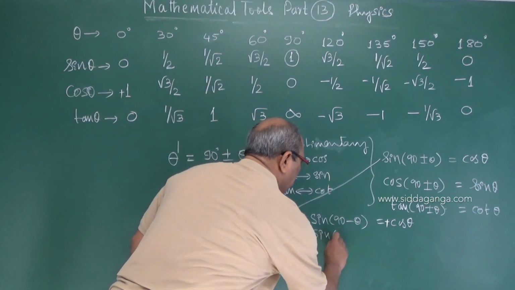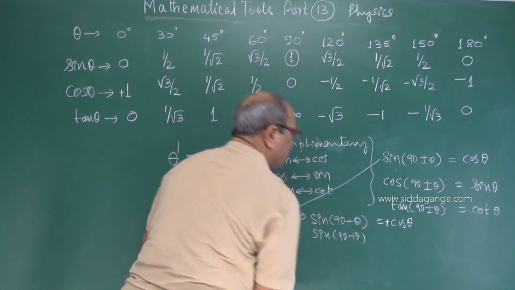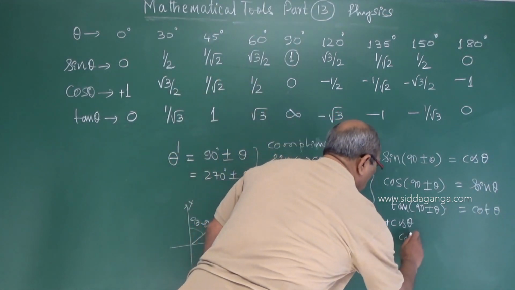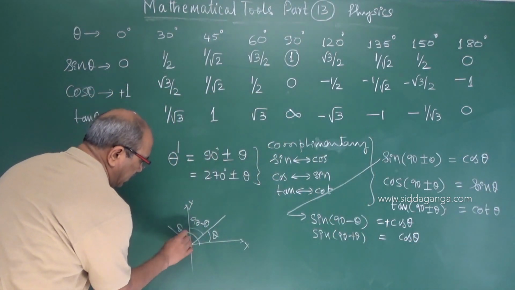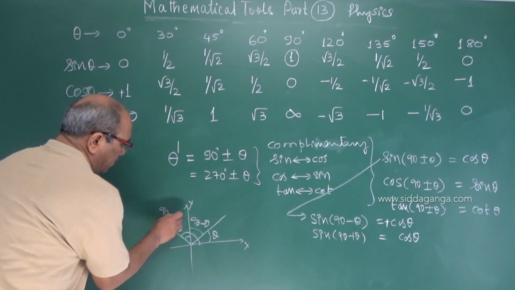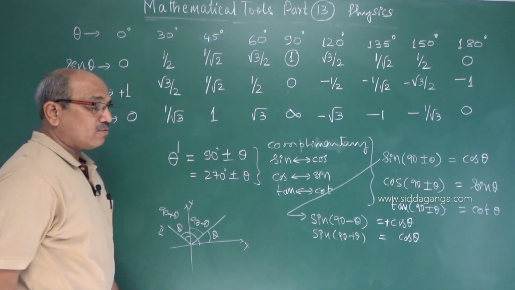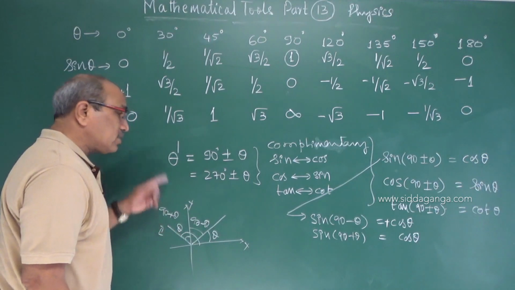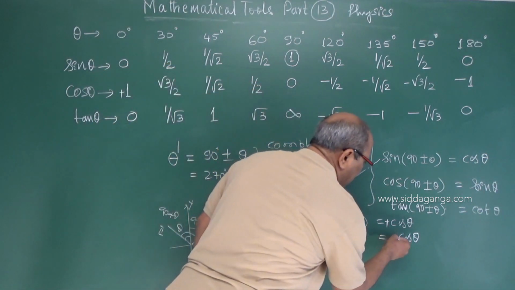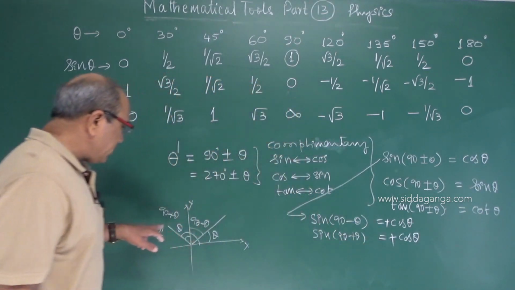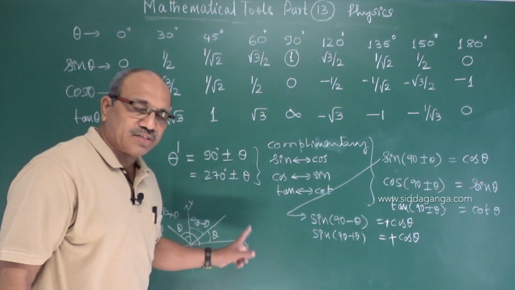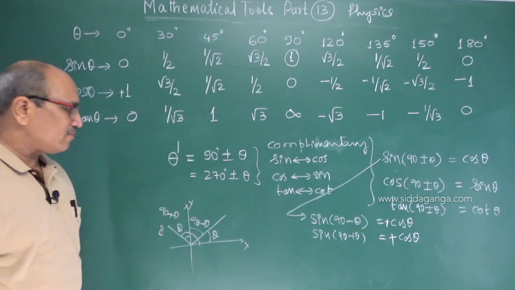Same with sine 90 plus theta if you write. It is also cos theta, but with 90 plus theta. If it is theta, the total angle becomes 90 plus theta, which is in the second quadrant. What do I have to write? In the second quadrant sine is positive. Therefore, I can write it as plus cos theta, because the sine function is positive both in the first and second quadrant.